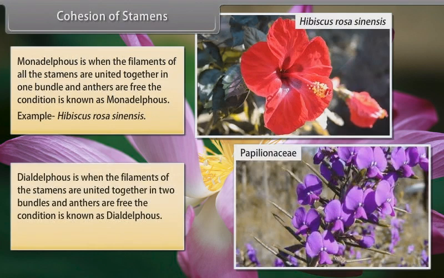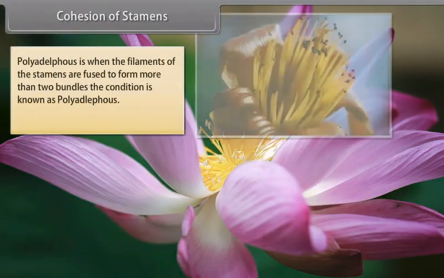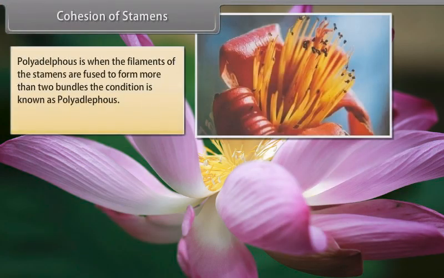Didelphous is when the filaments of the stamens are united together in two bundles and anthers are free. The condition is known as didelphous. Example, Papilionaceae. Polyadelphous is when the filaments of the stamens are fused to form more than two bundles. The condition is known as polyadelphous. Example, citrus.